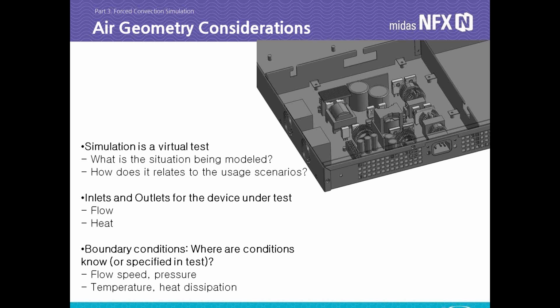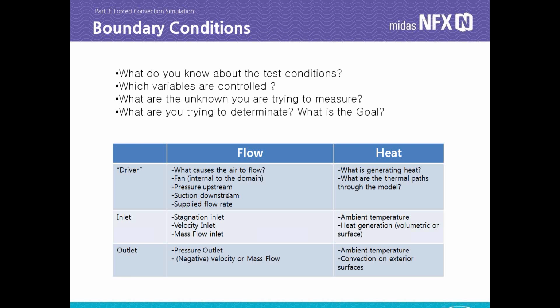Now what you need to know are the inlets and the outlets of the device that you are testing, and for the flow, but also for the heat, because the two are coupled together, and the boundary conditions. So where are the conditions that I know in this model, what is specified in my test benchmark, and what will be the condition of the flow speed, the pressure, the temperature, and the heat dissipation. So determining the boundary condition is not easy.